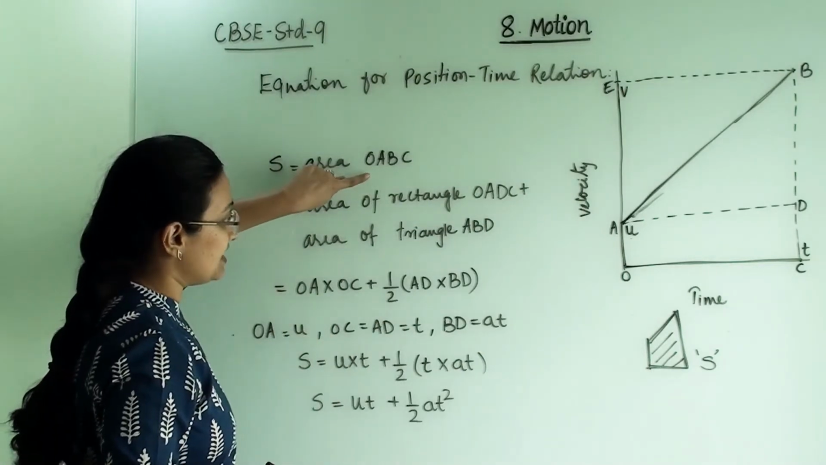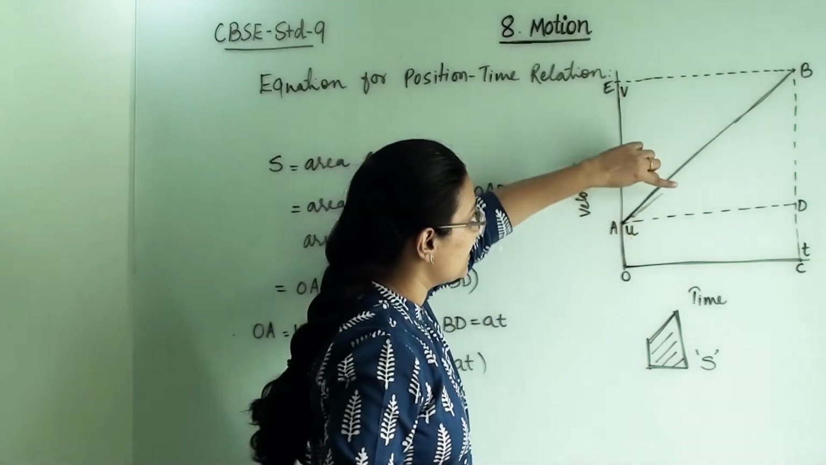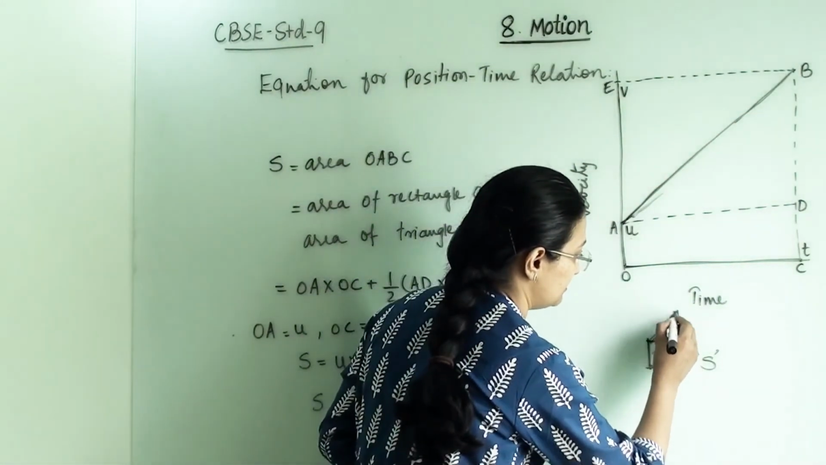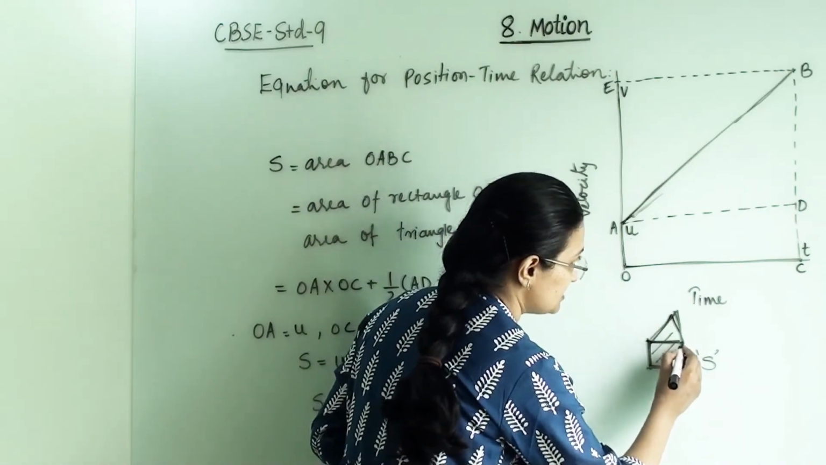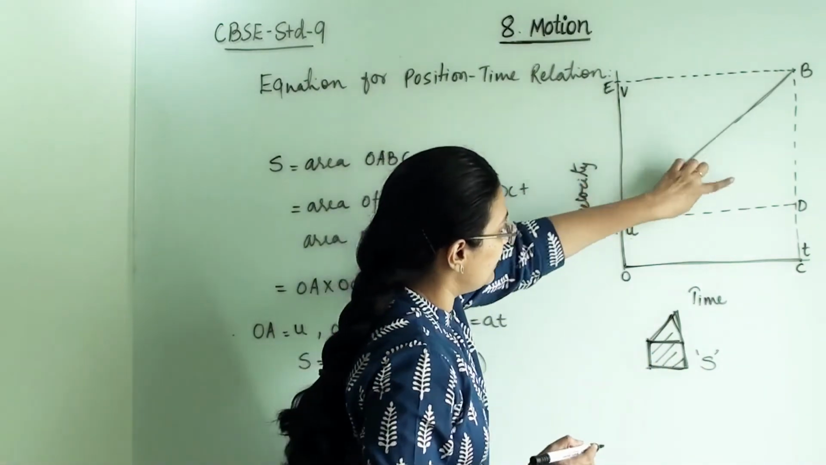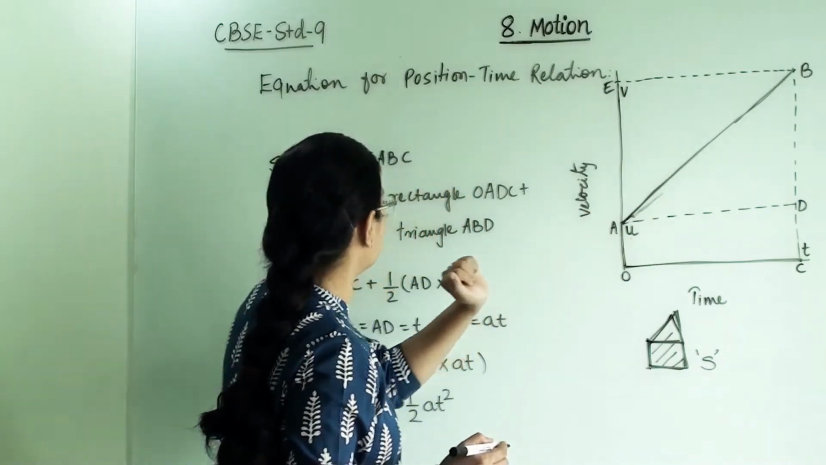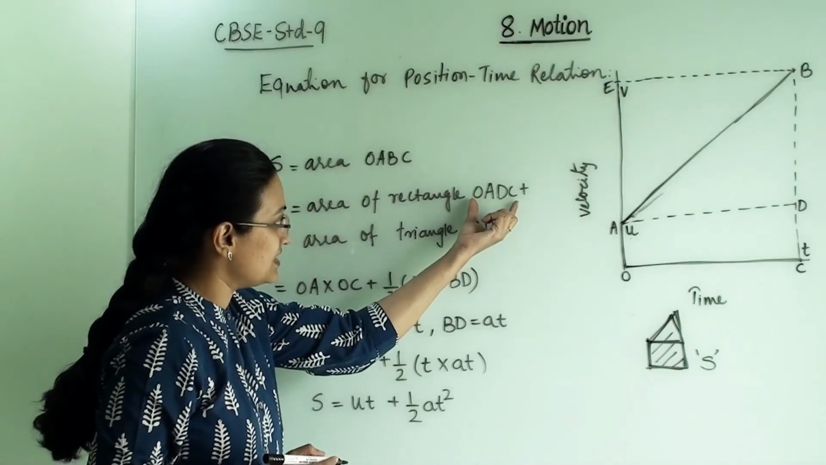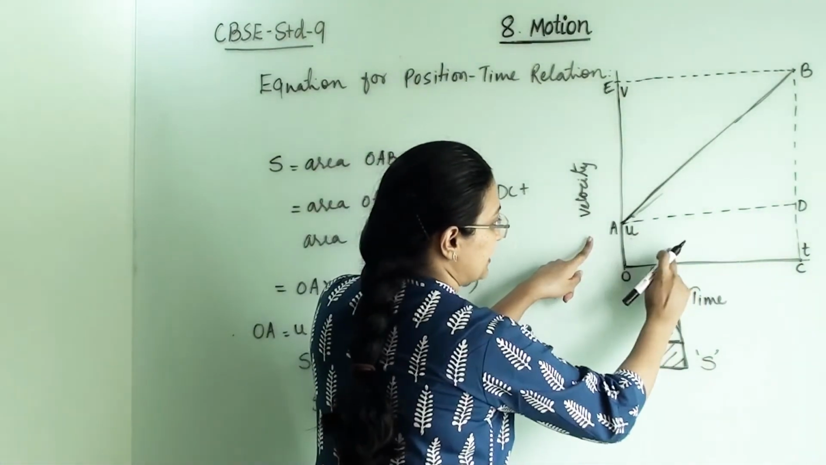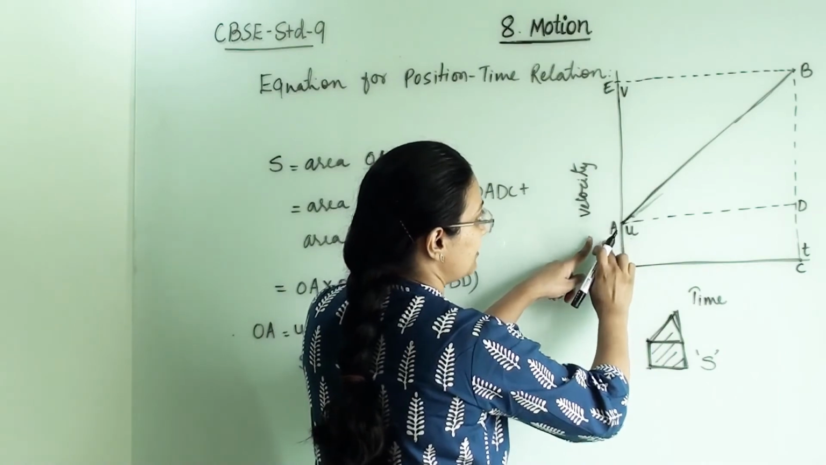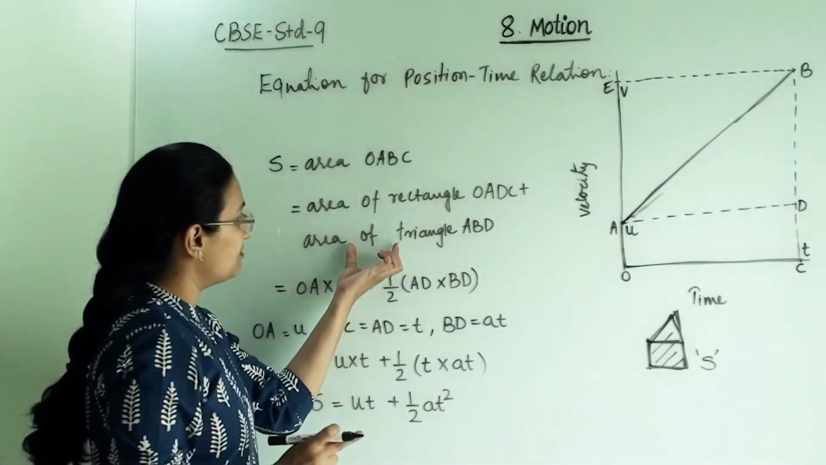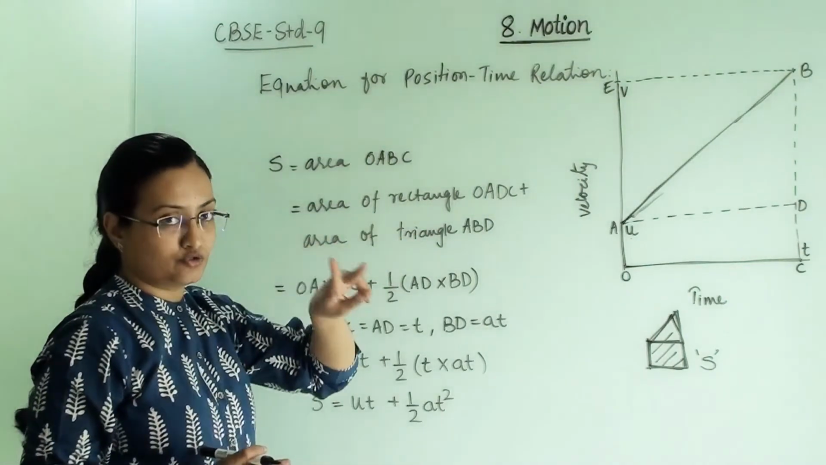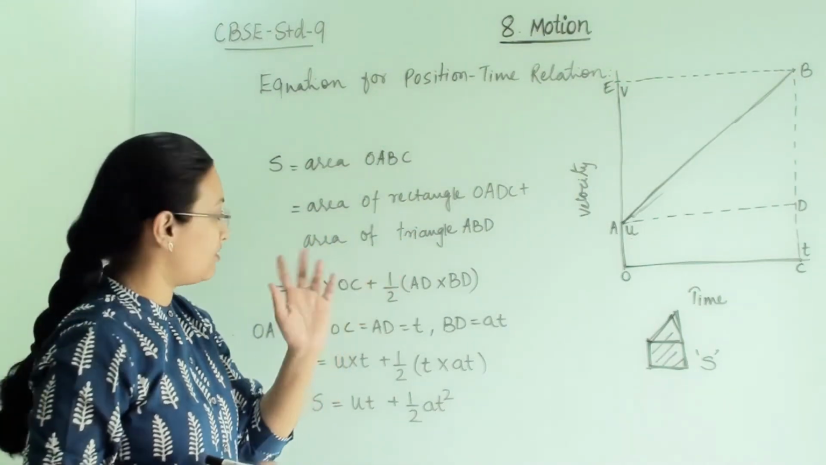Now this area has two other areas in it. If you can see here, this is a triangle and this is a rectangle. So there are two areas in this. This is the area of rectangle OADC, and then we will calculate the area of triangle ABD, because this is a trapezium. From the trapezium we will bifurcate the area of the rectangle and the area of the triangle.